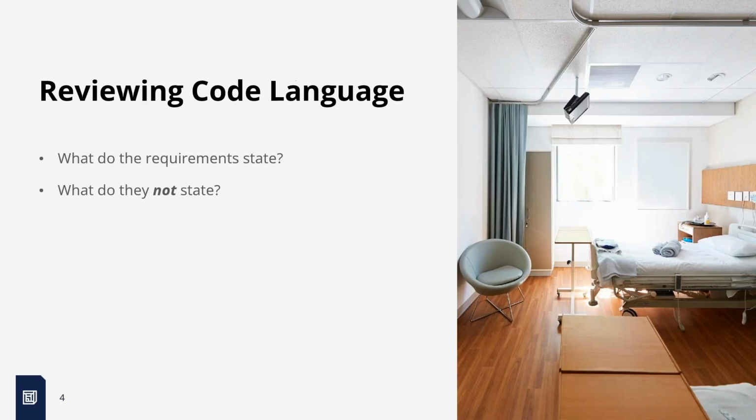So what we're going to talk about is reviewing the code language, and what does the code say, and probably more importantly, what doesn't it say? And there's not a lot. If you are Joint Commission, we'll talk about that.